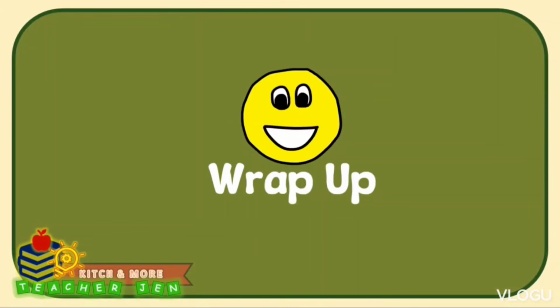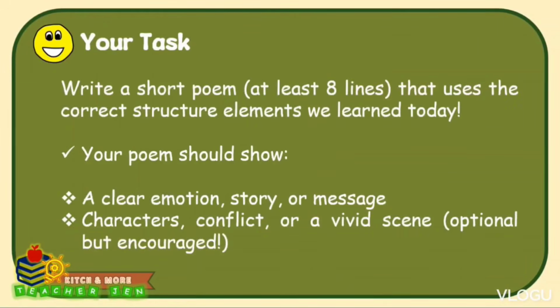So, to wrap up, today we learned that poetry is a creative way to express emotions, tell stories, and share important lessons. It has special features like emotional focus, musical rhythm, and vivid imagery. We also discovered that strong poems follow important structure elements, such as building a clear conflict, creating characters, using rhyme and rhythm, and choosing the right words and tone to bring the poem to life.